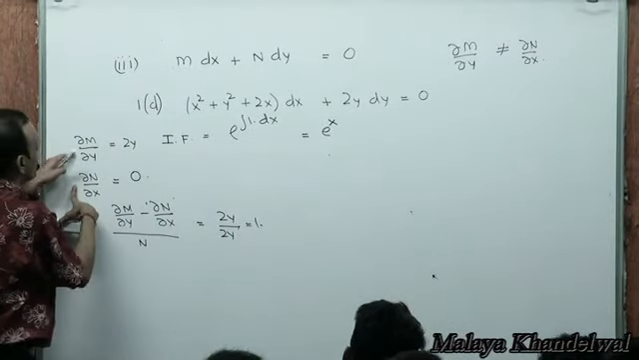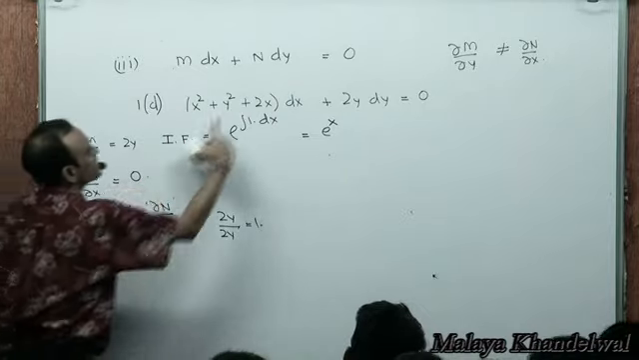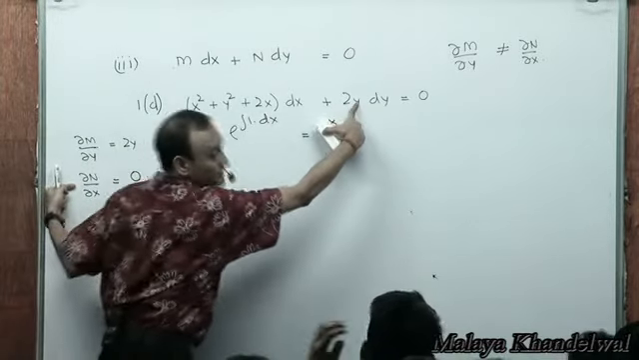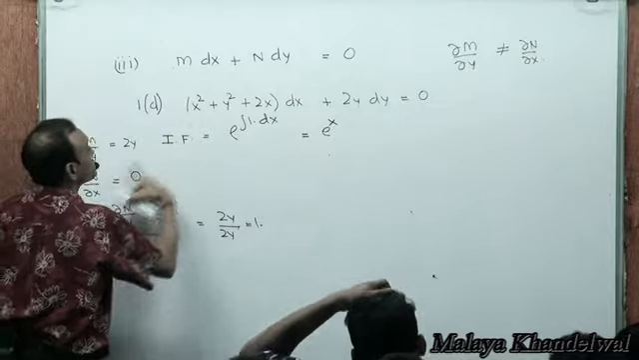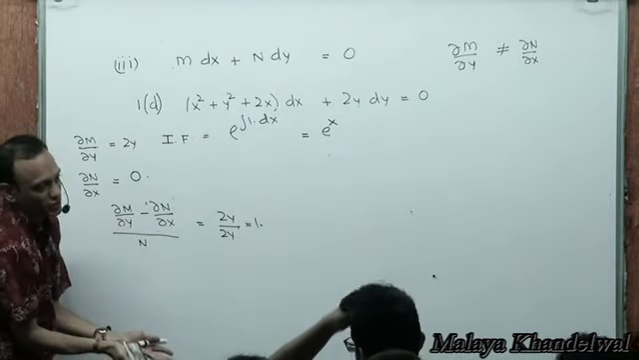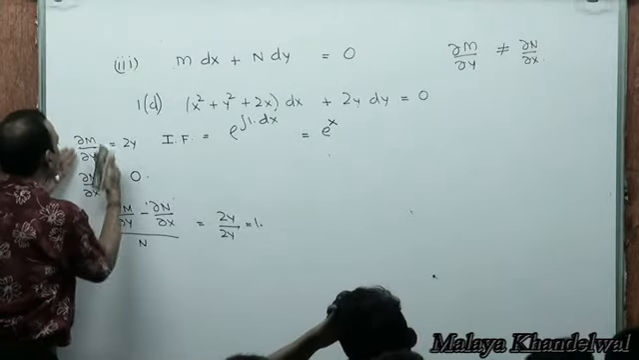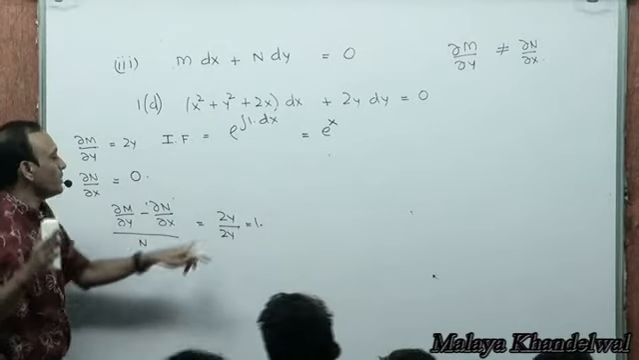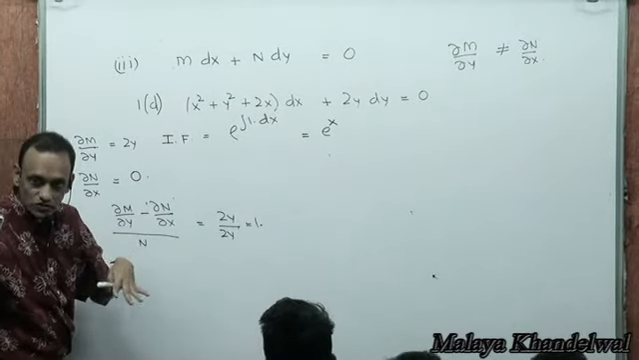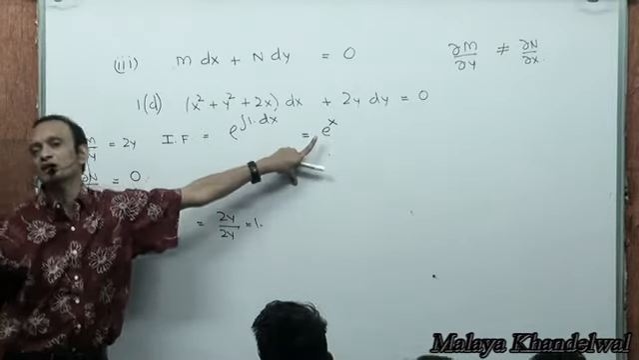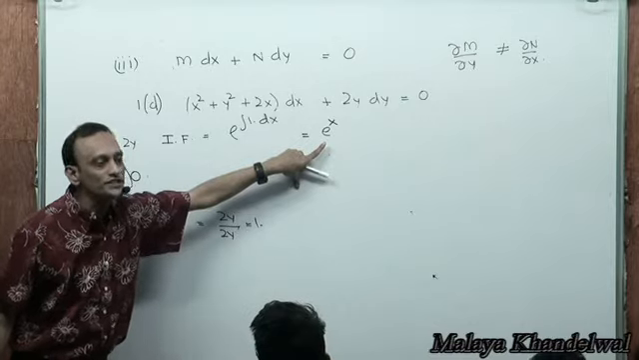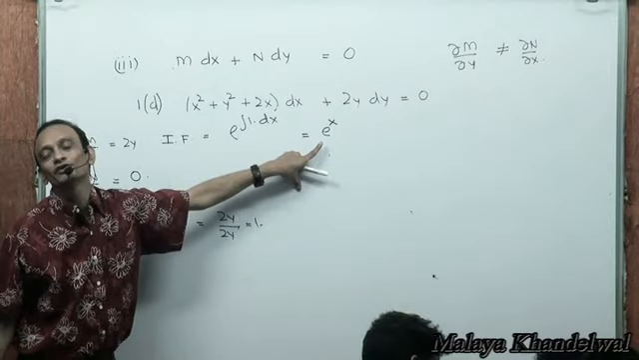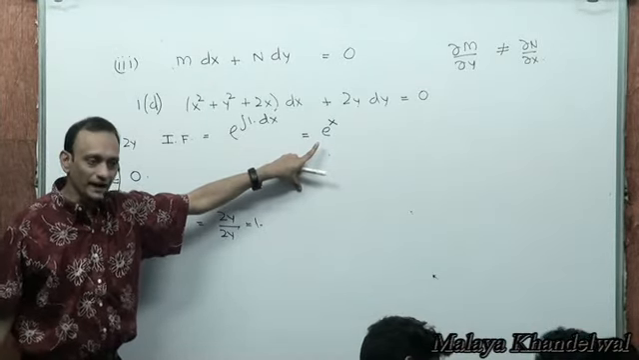So I looked at this difference and I was just checking whether this difference divided by N is independent of y, or this difference divided by M is independent of x. These are the only two things that you need to check. And by inspection I can see that this difference divided by this will be independent of y. So e power x then turns out to be an integrating factor for this differential equation. If you multiply throughout with e power x, it would help. Let's see what happens.